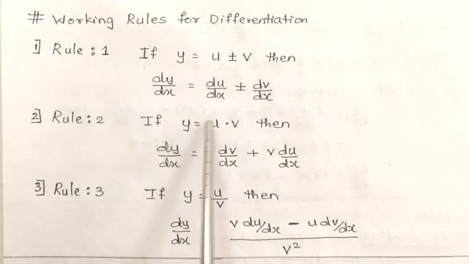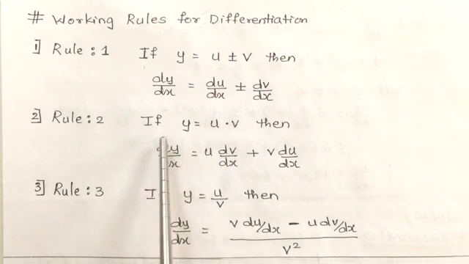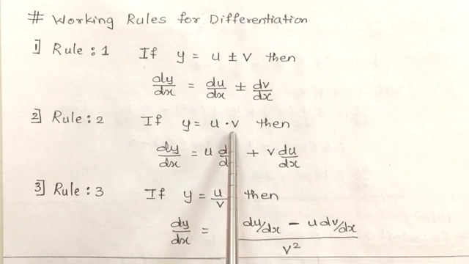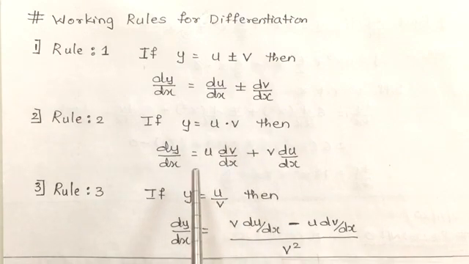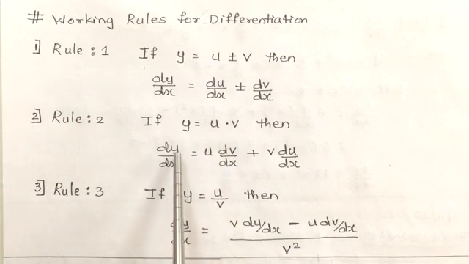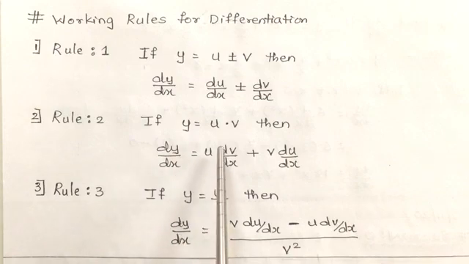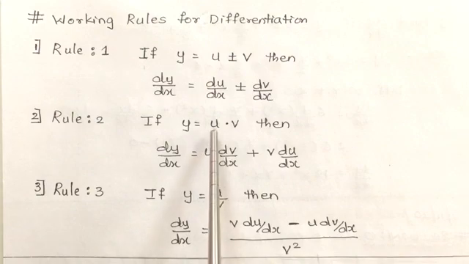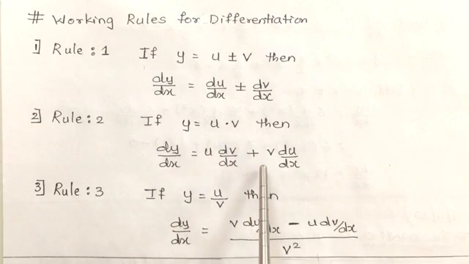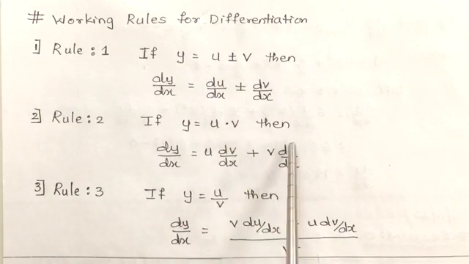Rule number 2 is the multiplication rule. If y is equal to u into v, then while differentiating y, we take dy by dx is equal to, now u and v are multiplied here, so alternately we take the differentiation. u is kept as it is, differentiation of v, dv upon dx, plus v is kept as it is, du upon dx.